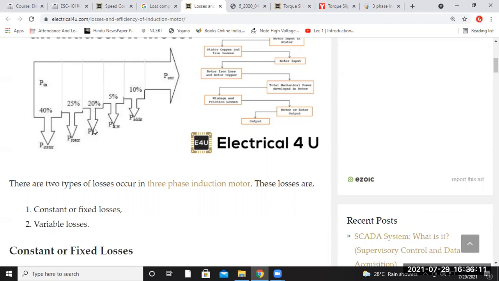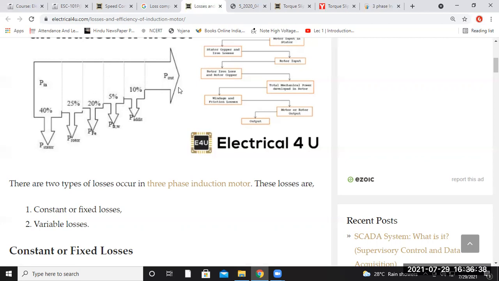Then there is a core loss, or you can say iron loss. Iron loss is approximately equal to the rotor loss, that is 20%. Then there is a friction and windage loss. The value of the friction and windage loss is about 5%. Out of these losses, this is a very small value. Now the additional, or miscellaneous losses, are an accumulation of leakage loss, or stray load loss. Those losses accumulate to 10%.